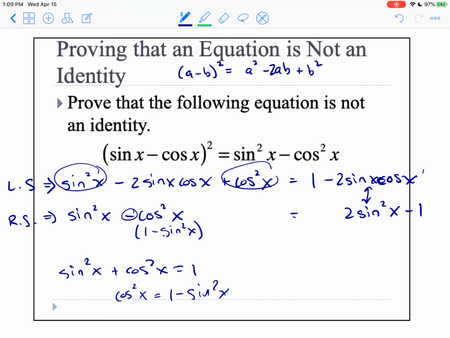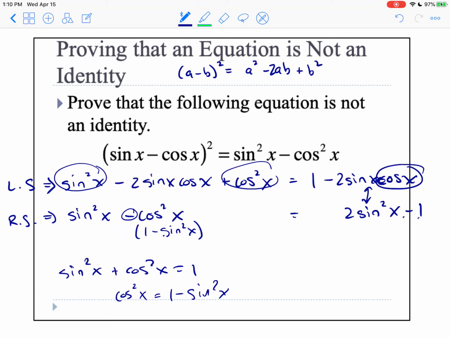Now these don't look equal. Can I turn a cosine into a sine to make this a sine squared? No, I can't. Also, it's off by a negative, right? I don't have 1 minus, I have something minus 1. And so these are not equal. There's nothing else I can do in this case. And so I've just proven that this is not an identity.